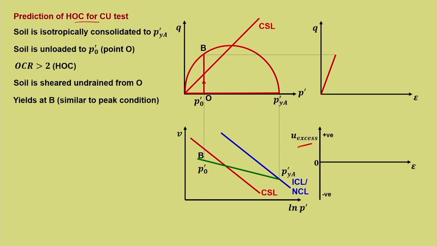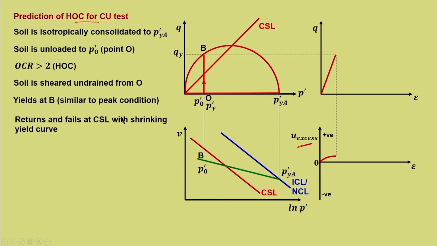Now, how does it look like in Q epsilon plot and Ux plot? It is positive instead of compression. So, here is a positive pore water pressure, everything remains same. Qy is the point and P dash y. So, P naught dash equal to P dash y according to this particular plot.